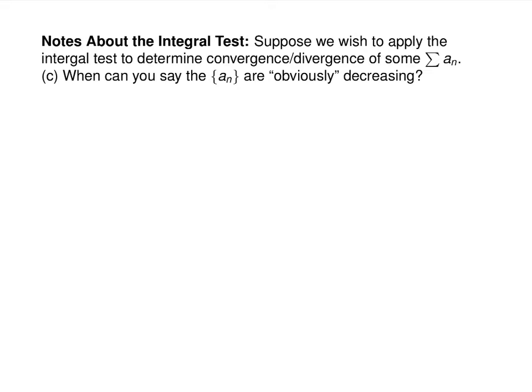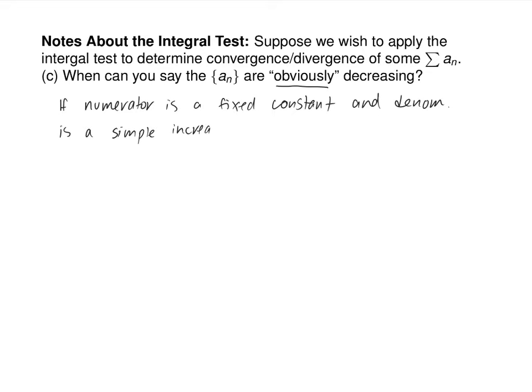Okay, I want to talk a little bit about when you can say something is obviously decreasing and when you can't say obviously, because I just want a really cut and dry reason so I can tell you, no, you may not say that. So you can say things are obviously decreasing with a little bit of explanation if the numerator is a fixed constant, and the denominator is a simple increasing function. For example, 2 over 3x plus 1. I think it's pretty obvious when the denominator gets bigger, the result gets smaller, right?